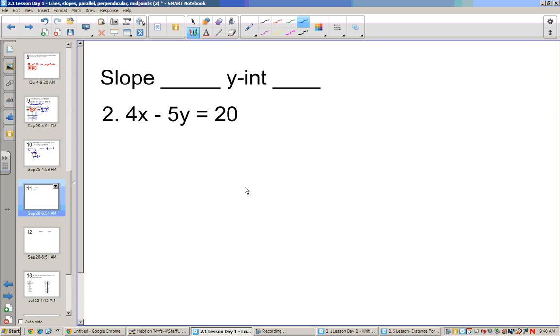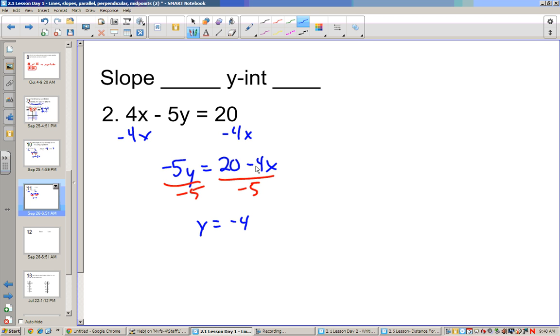Let's try another one. If you understood that, pause the video and try to do this one on your own. The first thing you do is subtract 4x on both sides. So we have negative 5y is equal to 20 minus 4x. Now I divide both sides by negative 5. So y is equal to negative 4. Negative over negative is going to be a positive 4/5 x. So 4/5 is going to be my slope. Y-intercept is negative 4.